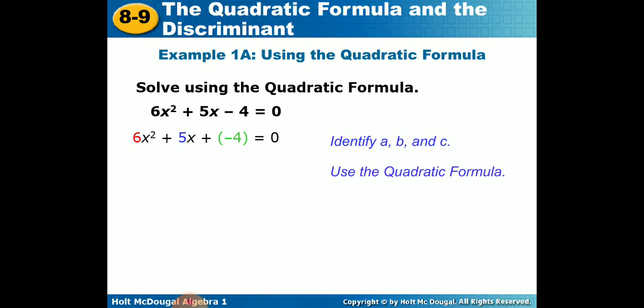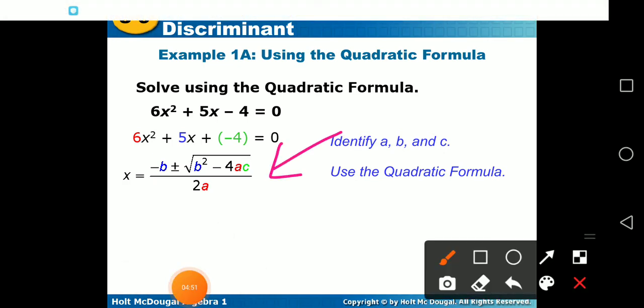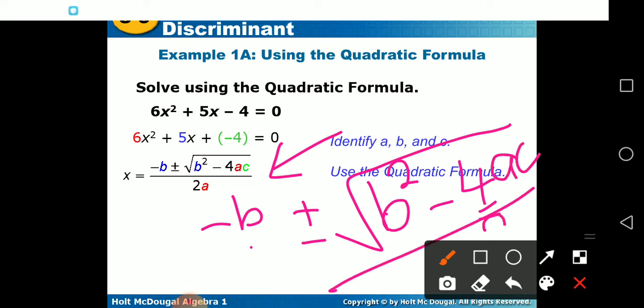After that we're going to use the quadratic formula. I have to remember this. Yes, it's a must. So negative b, plus or minus the square root of b squared, remember that, minus 4ac, all over 2a. B, a down, a and c beside b.